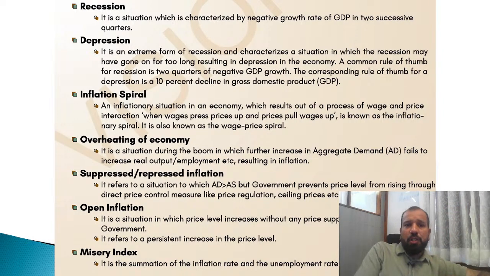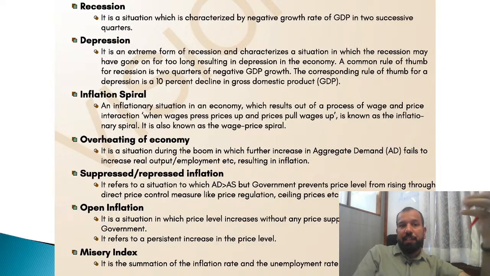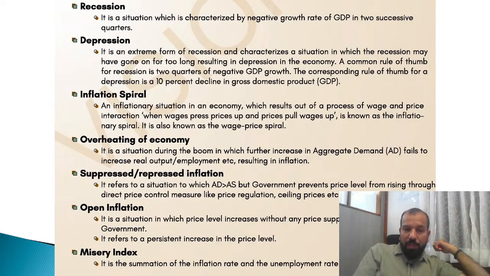The inflationary situation in the economy results from the process of wage and price interaction, where prices pull wages up. It is known as the inflation spiral, also the wage price spiral. What does this mean? Suppose there is an inflation of 10%. Your workers reach out to the company owner, saying, sir, I'm not able to meet my expenses, you have to increase my wages. Then the company owner increases the wages from 300 to 350 rupees.